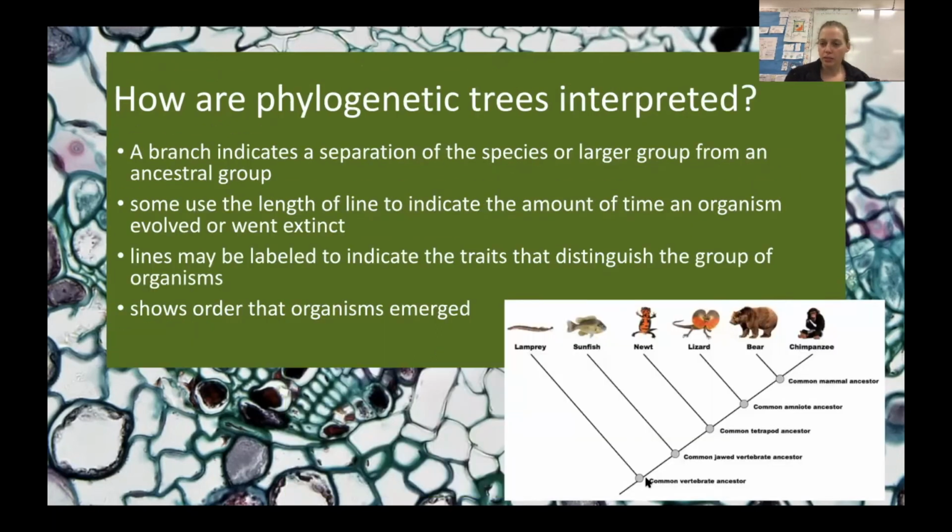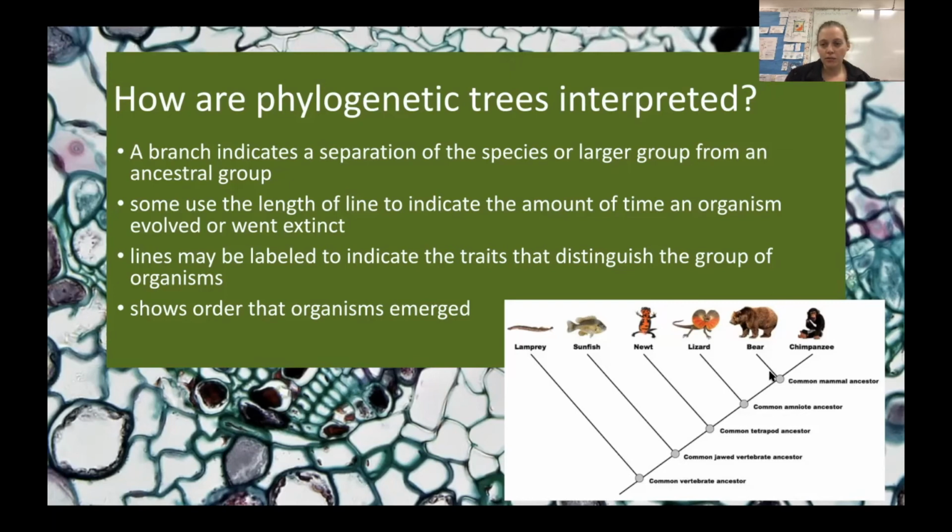So branches indicate separations between an ancestral species and a new evolving species. And between those, we have nodes that show there was no change in this ancestor, very little change. The length of a line represents how much time an organism took to evolve or when it went extinct. So for example, this lamprey has a much longer line than this bear. So it had a lot more time in evolutionary history to evolve from this common ancestor than this bear did from its common ancestor here, its most recent ancestor.